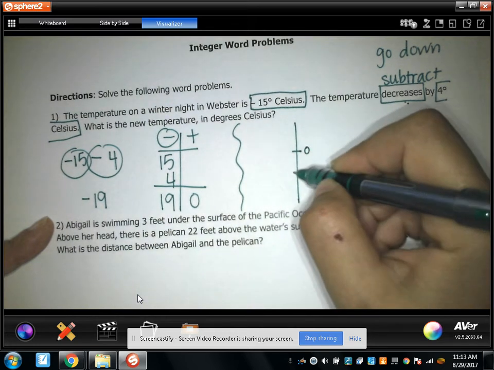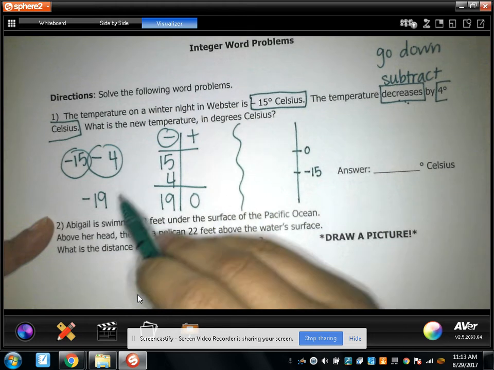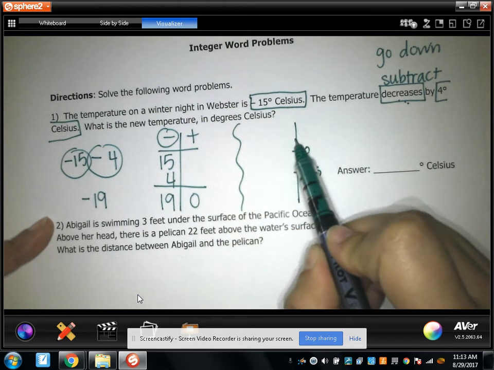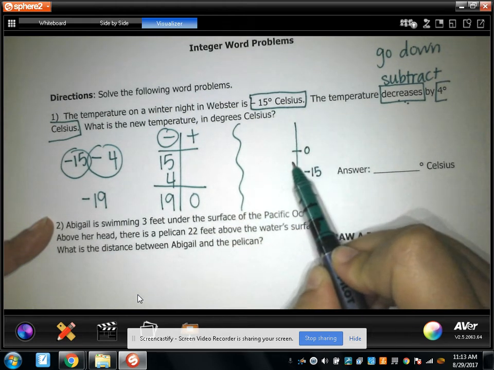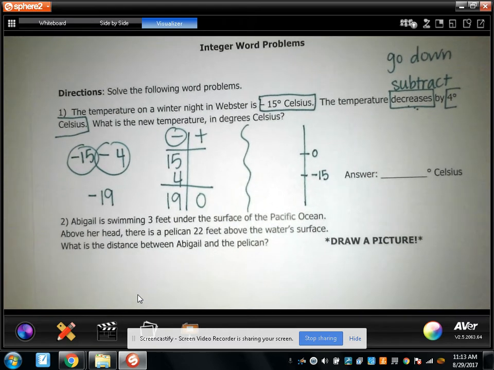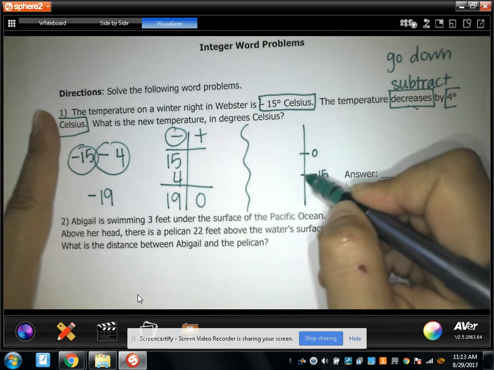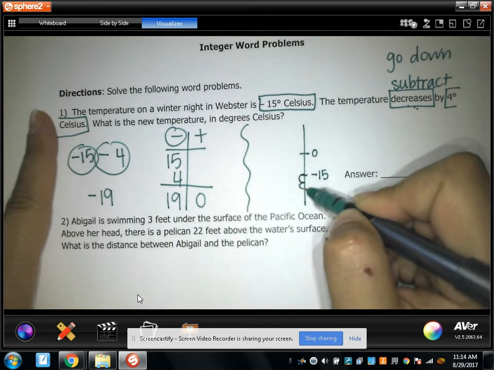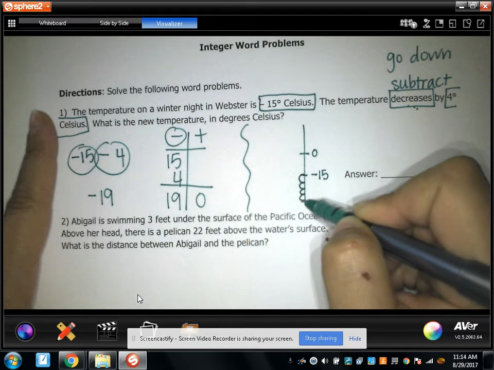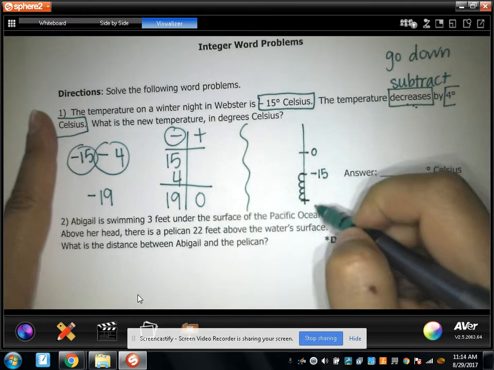So it starts off at negative 15 degrees, and then the temperature decreases 4 degrees. Now I'm not going to put the number 4 degrees or negative 4 degrees anywhere because it's not telling me that the temperature ever was 4 degrees. It's telling me that the temperature goes down by 4 degrees. So if I start at negative 15, I'm going to go down 4 degrees. 1, 2, 3, 4. Negative 15, negative 16, negative 17, negative 18, negative 19.